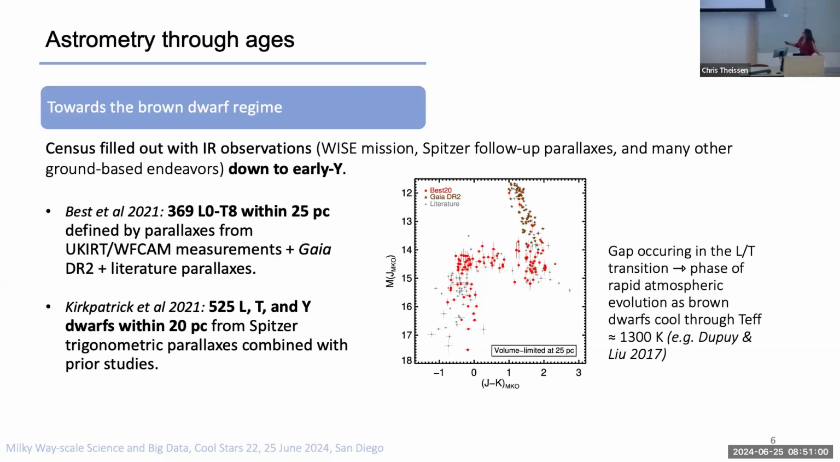For instance, here I plot a color absolute magnitude diagram of the Best et al. sample, and you see the L dwarfs here, and then the L to T dwarfs, which make this blue shift in the diagram. And you can see evidence of the gap here, which occurs at the LT transition and implies a rapid atmospheric evolution as a brown dwarf cools down. And this is the first time it is shown, because we have started to have large statistics.